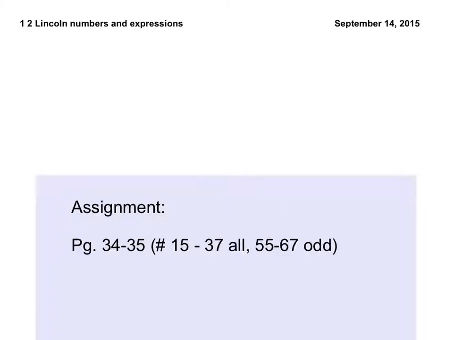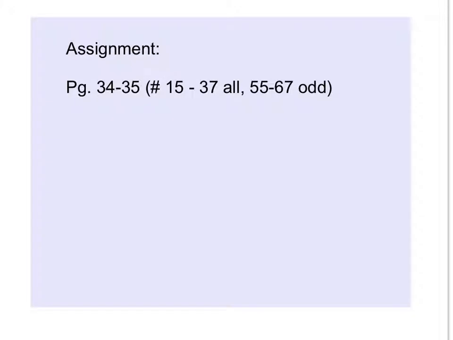So here's our assignment for the day. Work through it. Please come to class with any questions, but certainly try and give it your best. I would state that at this point in the year, there are no calculators.